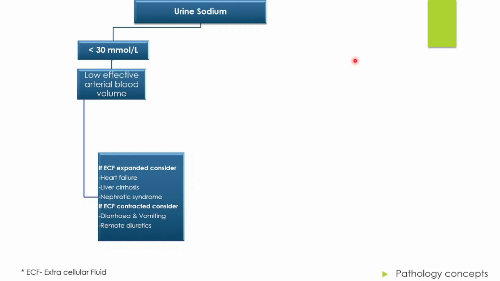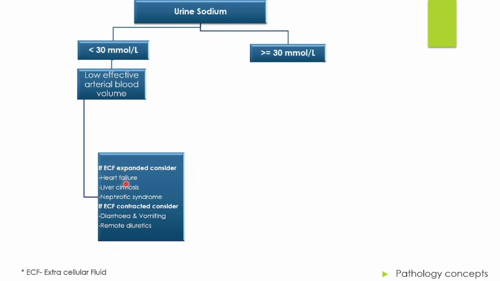What is effective arterial volume? Effective arterial volume refers to the adequacy of arterial blood volume to fill the capacity of the arterial vasculature. It seems that if extracellular fluid is expanded, then this should be normal, but it is not like that. In these three situations, due to different mechanisms, the effective arterial blood volume is low in spite of the extracellular fluid being expanded.